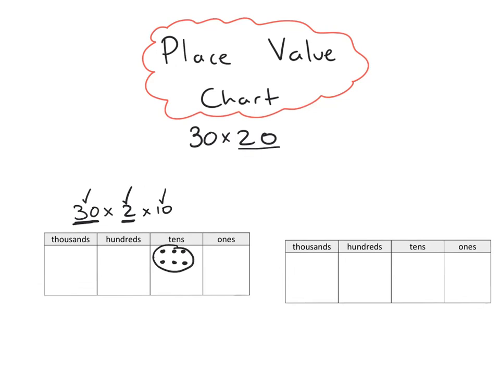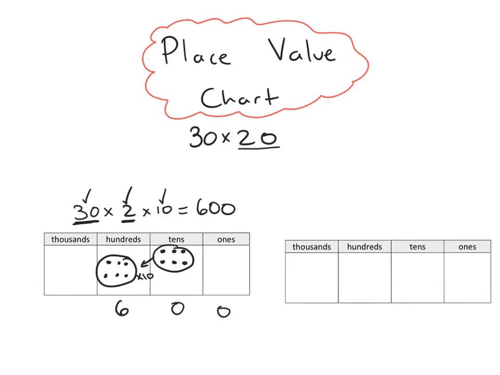We know from our last few lessons that when we multiply something by 10, the place value discs get shifted one place value to the left. That leaves me with my place value discs in the hundreds place. So I have 6 hundreds, 0 tens, and 0 ones. I get an answer of 600.